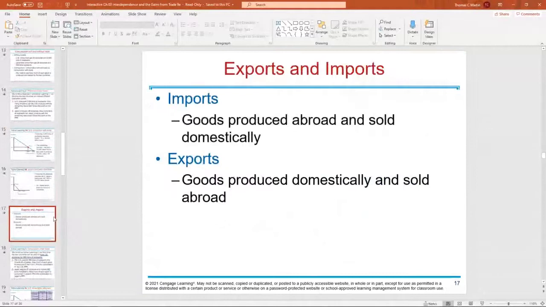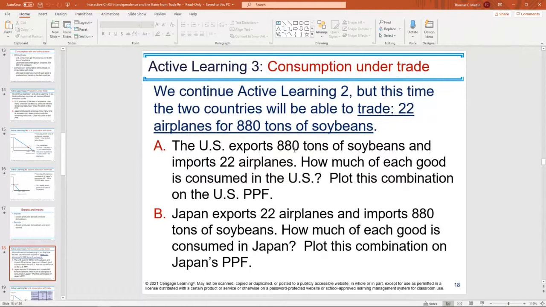Now, if the U.S. exports goods to Japan, say soybeans, and exchanges them for airplanes, we're going to be better off. And they will be as well. And the exports are just produced domestically and sent out to them. So we would produce the soybeans, send them to Japan. We have huge economies of scale on soybeans. So, of course, we can make it at a more efficient cost and lower opportunity cost than Japan, with limited areas to grow soybeans. Now, the U.S. will export, let's say they export 880 tons of soybeans and import 22 airplanes. So Japan will be exporting 22 airplanes and importing 880 tons of soybeans.